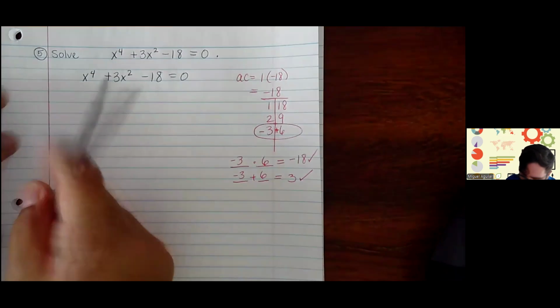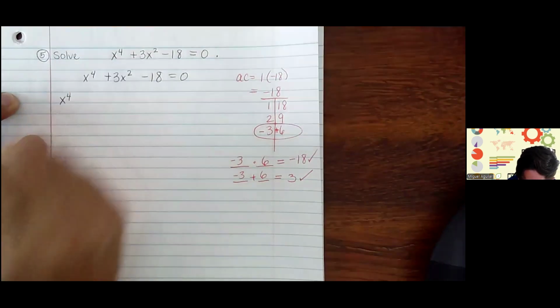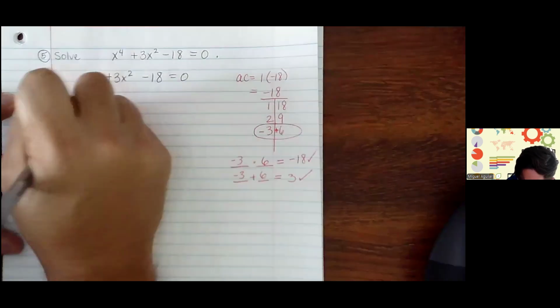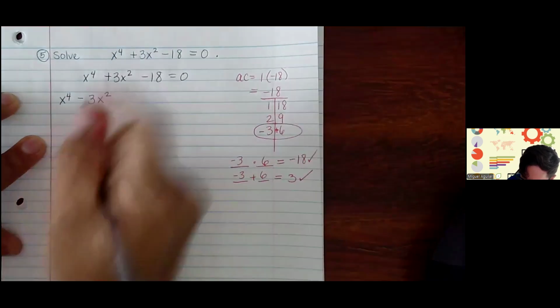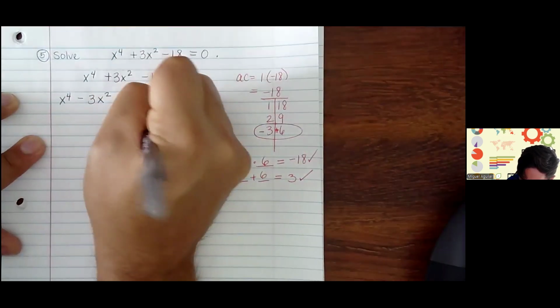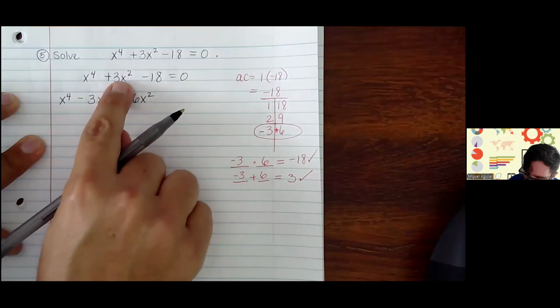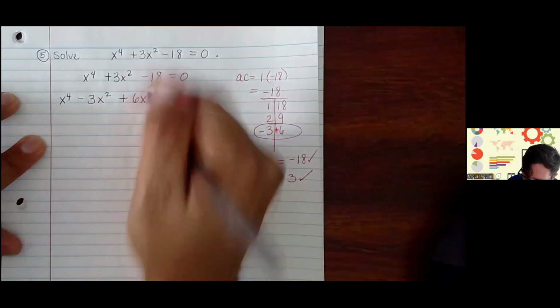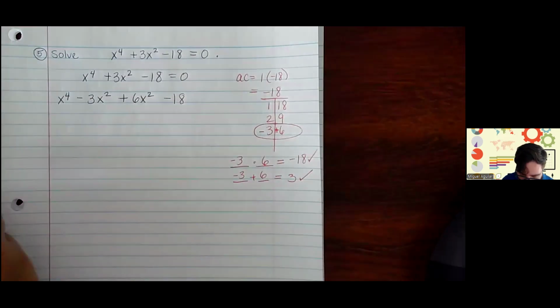We'll go back to our 3-term polynomial and now change it to a 4-term polynomial. This is x to the 4th minus 3x squared plus 6x squared, since these both have to take on that variable term here, x squared. And then we'll bring down the minus 18. We're going to kind of ignore the 0 for now until we're done with the factoring process.